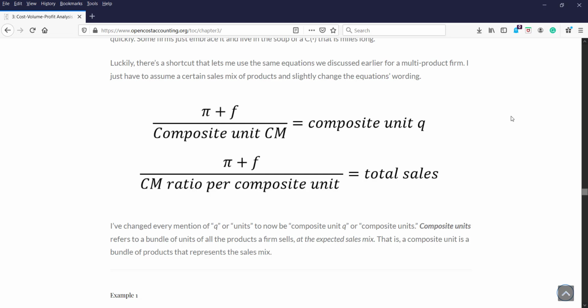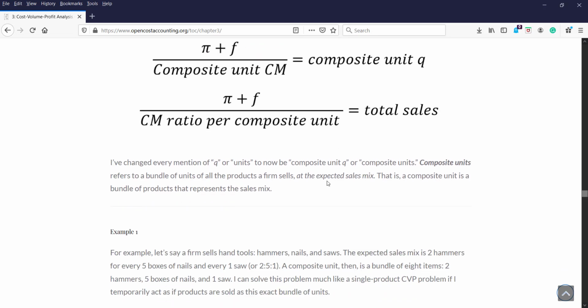So for example, if the question either your teacher or the department manager is asking you is, well, I just want to know how many boxes of nails we have to sell. You can't just stop at this number. You have to multiply this number by 5 because there are 5 boxes of nails per composite unit in this example.